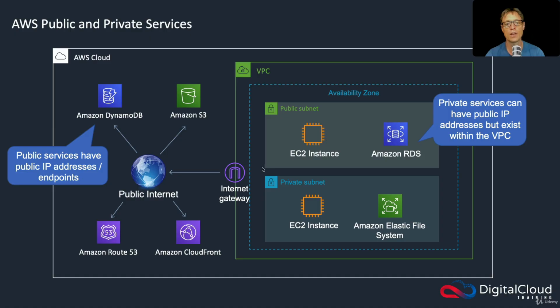So anything that you need to access that's a public service, you must go via an internet gateway and then access the service. Now, there is an advanced topic known as a VPC endpoint, which means you can connect to some of these services privately. But what I wanted to help you understand for now is the difference between the services that have public endpoints and IP addresses versus those that are within the private space.